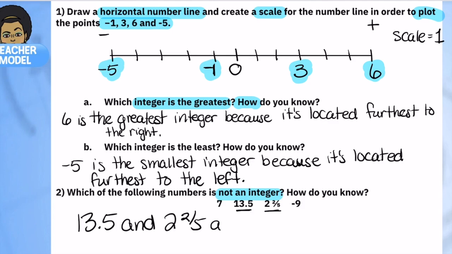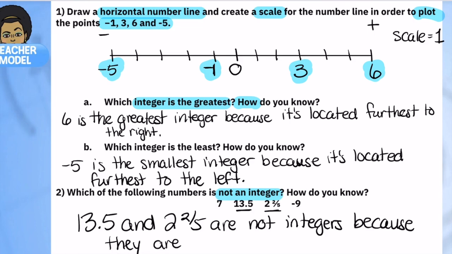I'm going to write in a full sentence: they are not integers because they are not whole numbers. And we know that because we have a decimal and we have a fractional part to it. So they are not whole numbers. They have other parts to them that are less than 1. So hit pause for a second so you can jot this down into your notes before we get to our second practice problem.